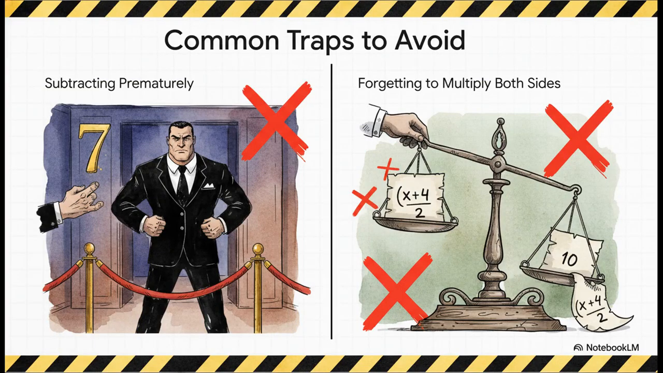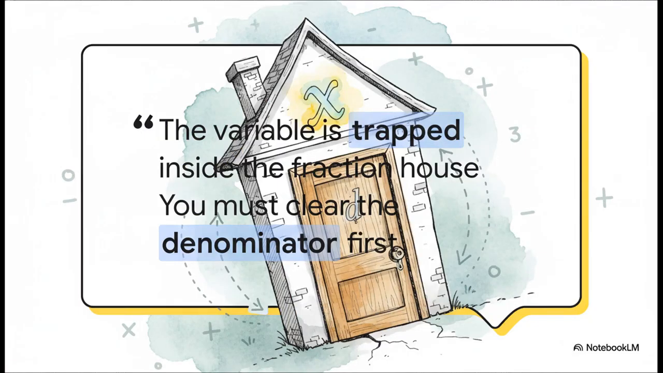Now, knowing the rule is one thing, but it's just as important to know the common traps. The biggest mistake, by far, is trying to talk to the VIPs before you've dealt with the bouncer. Trying to add or subtract inside the numerator first. The second big mistake is forgetting to keep the equation balanced. Whatever you do to one side, you absolutely have to do to the other. I love this quote. It really brings it all together. The variable is trapped inside the fraction house. You must clear the denominator first. So whether you think of it as a bouncer, a locked door, or the entrance to a house, the main idea is exactly the same. Deal with the division first, and everything else gets a whole lot simpler.